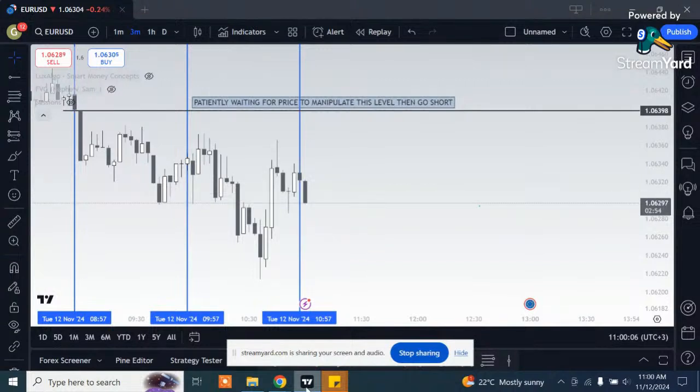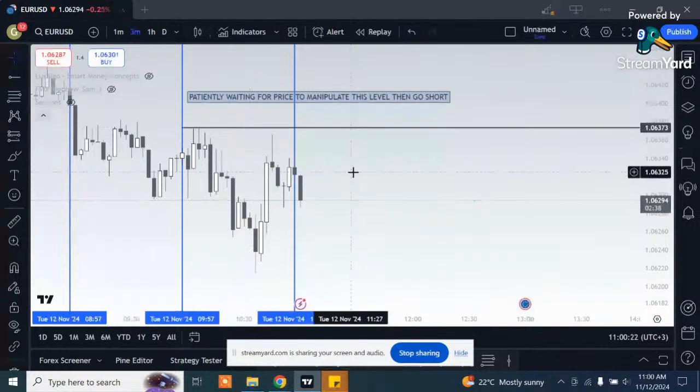Okay, brand new hour has just started, and yeah, so it's time for us to change the levels that we are looking at. Guys, remember, with this strategy, we are basically waiting to go ahead and take our entry.